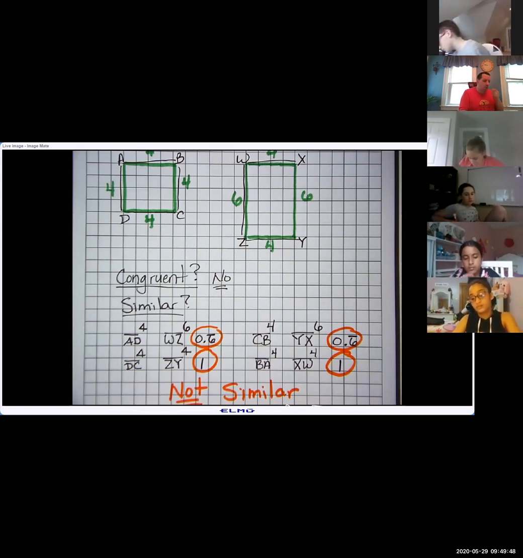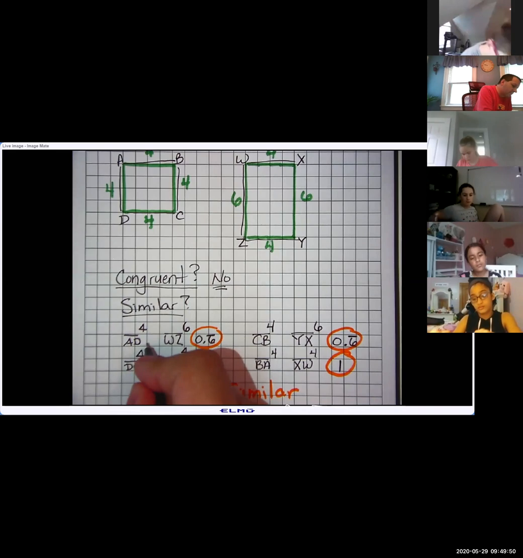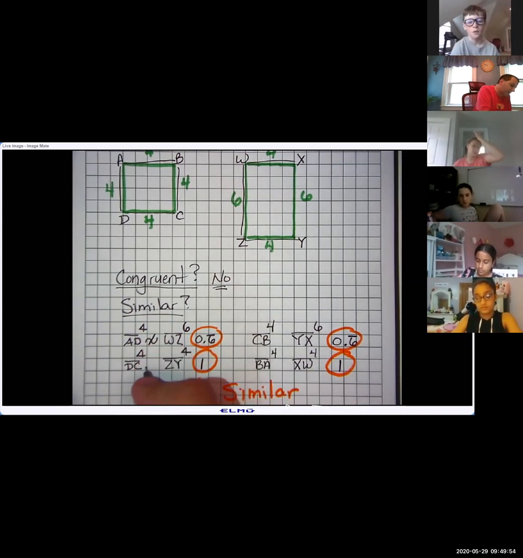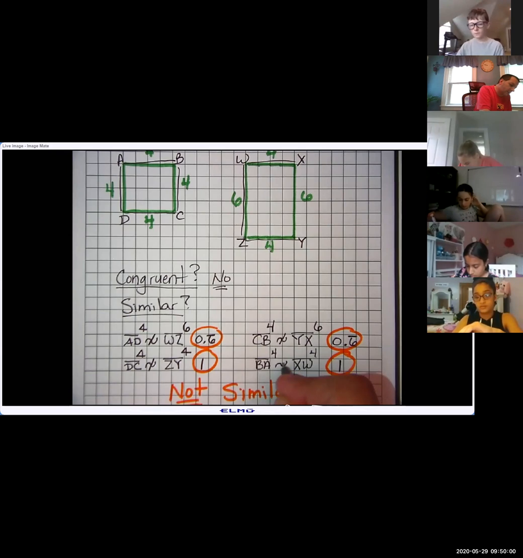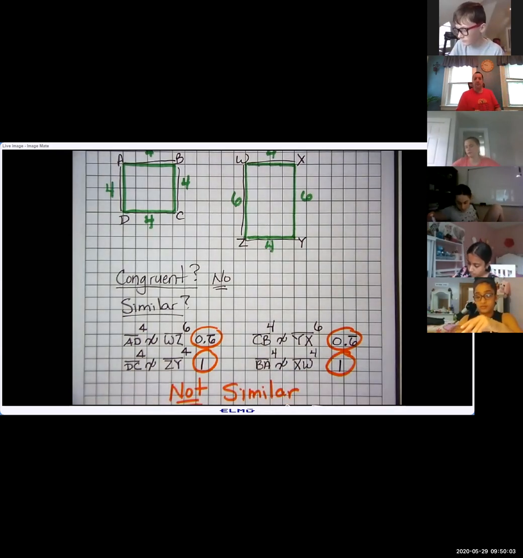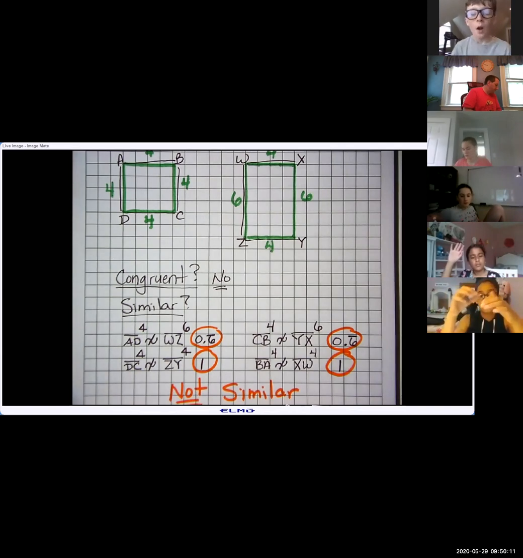Okay? So what we would do is we would use this symbol. Not similar. It looks like a fancy X, but it's that tilde symbol with a diagonal line through it. Excellent.